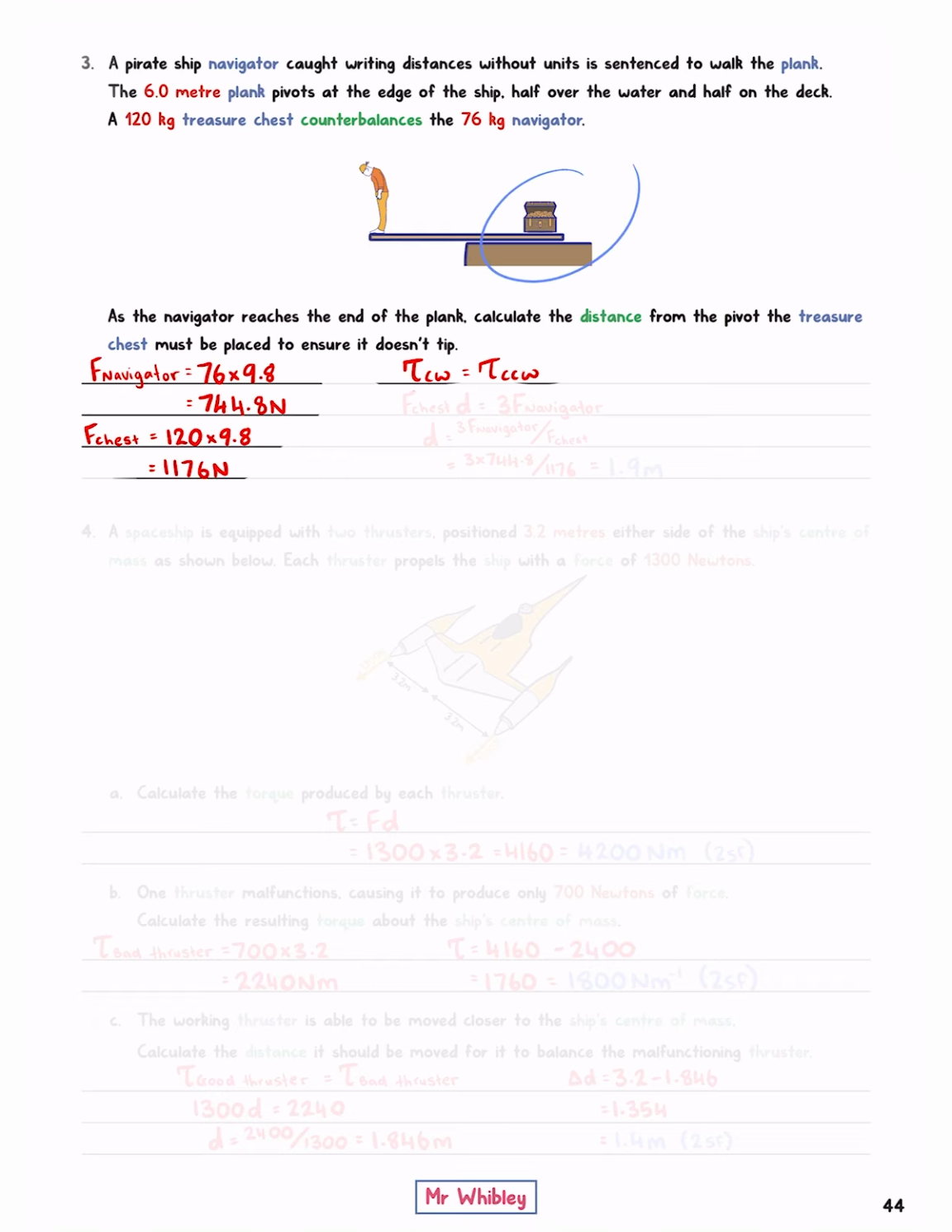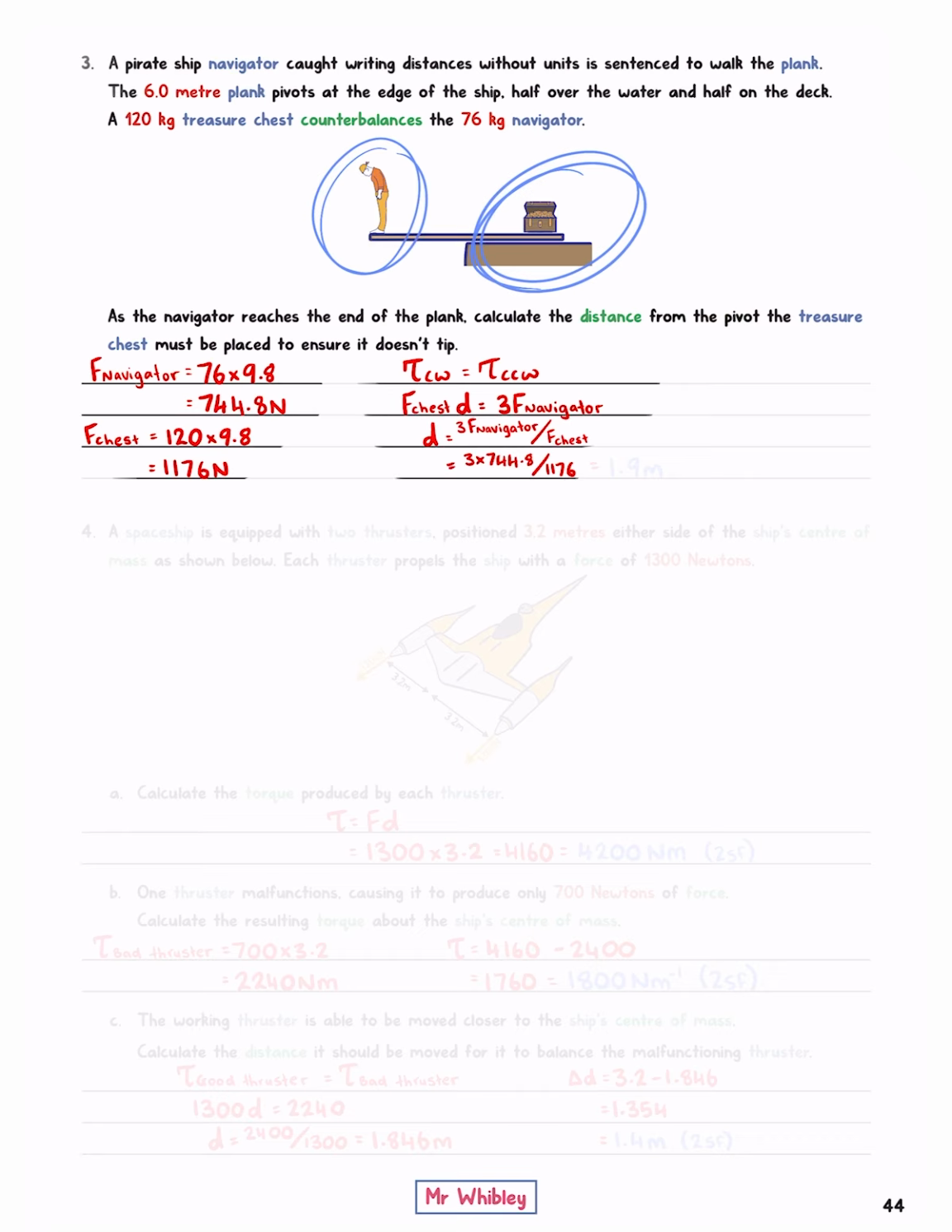Our chest provides the clockwise torque, so we substitute in its force times its distance that we're trying to find, and our navigator produces the counterclockwise torque, so we substitute in their distance times their force. Solving for our distance by dividing both sides by the force from the chest, putting in these numbers, gives me 1.9 meters.